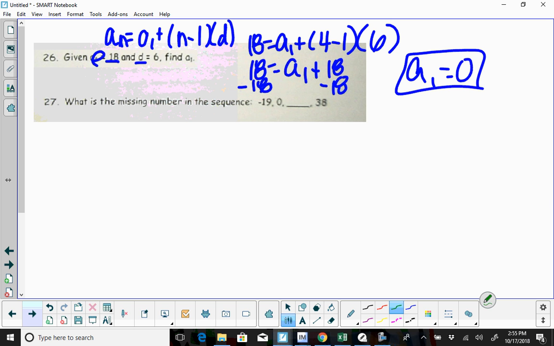All right, 27. You're adding 19 here, so when you add 19 again, your missing term should be 19.